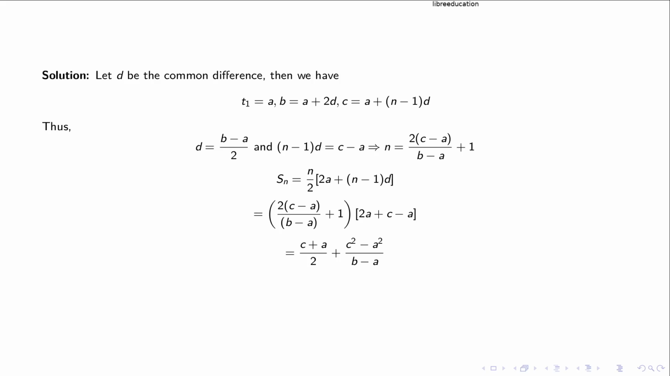So from the formula of B, we find that B minus A is equal to 2D. So D is equal to B minus A by 2. From the formula for C, we find that D is equal to C minus A by n minus 1. And then we substitute for D, and we finally arrive at n is equal to 2 into C minus A by B minus A plus 1. We substitute these into Sn and we arrive at the desired formula.